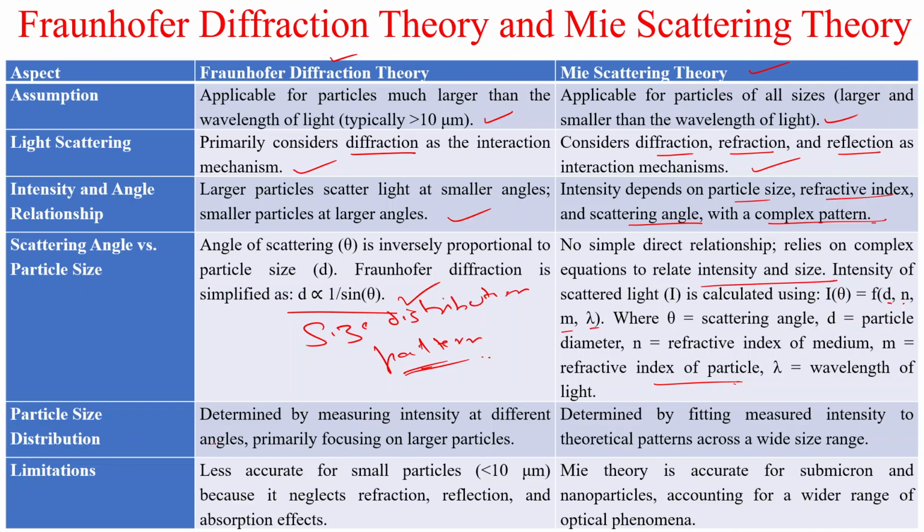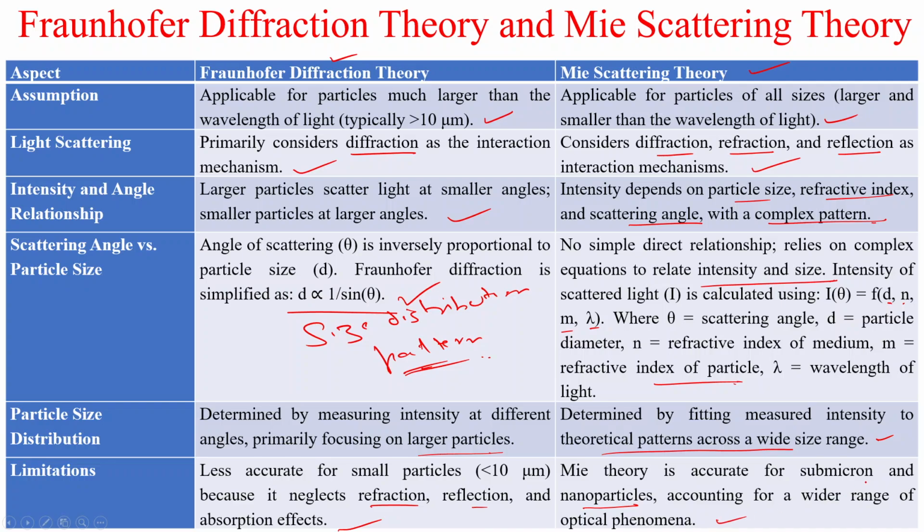Then the particle size distribution is determined by measuring intensity at different angles, primarily focusing on the large particles. This is determined by fitting the measured intensity to theoretical patterns arranged across a wide range. This is less accurate for small particles, less than 10 micrometers, because of reflection and absorption effects. Mie theory is accurate for submicron nanoparticles also, accounting for a wide range of the optical properties.